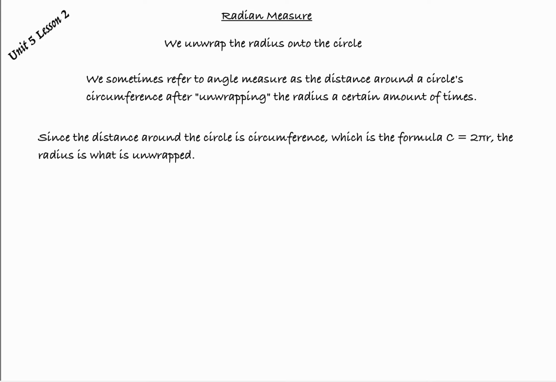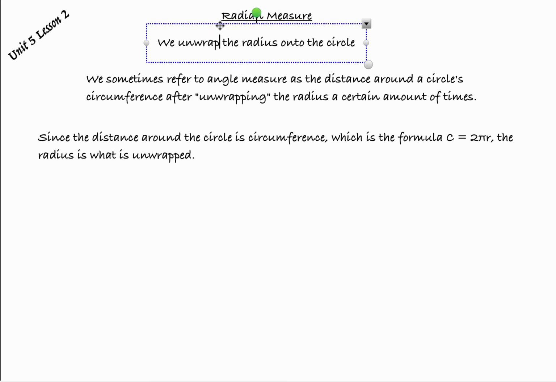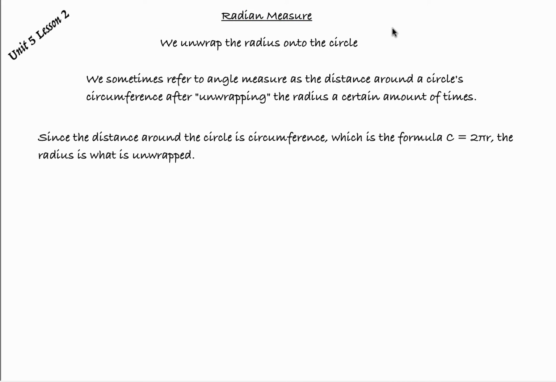So in Unit 5, Lesson 2, we're moving on to something called radian measure. There's a great visual on the next page to describe what radian measure is, but let's talk about it first. Radian measure is when we unwrap the radius onto a circle.